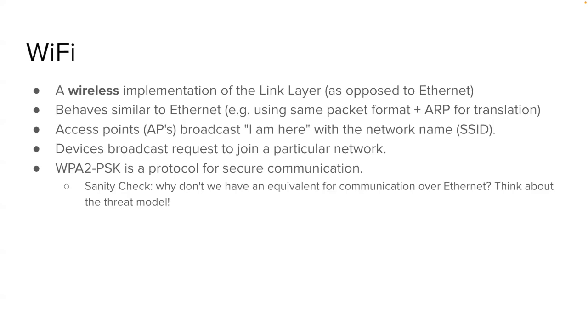So the sanity check here is: why don't we have equivalent communication over Ethernet? The threat model is different, because for Ethernet you do need the device to plug in, which is hard. But for Wi-Fi it's slightly different. Everyone can see this message from the access point, and everyone can try to join this network without even having a cable connected.